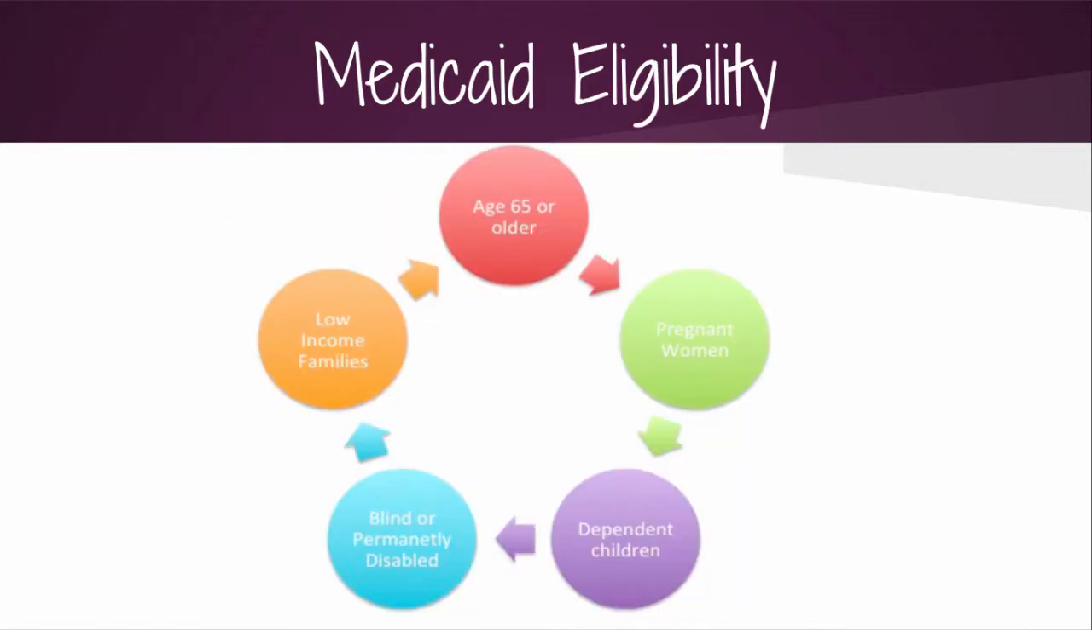For Medicaid eligibility, individuals must meet state and federal requirements on residency, income, family size, immigration status, and citizenship. Enrollment is done through individual states. Medicaid provides for individuals age 65 or older, pregnant women, dependent children with low-income families, and the blind or permanently disabled. However, Medicaid cannot provide for all eligible individuals because of limited available funds.